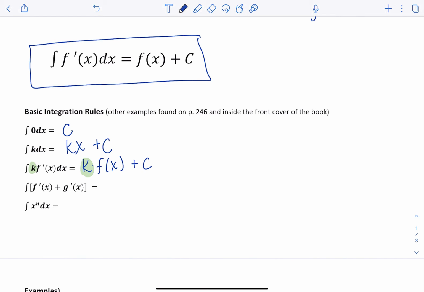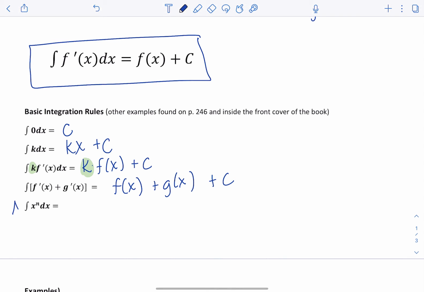Now, if you are adding two functions inside an antiderivative, then you will have the sum of those two original functions and then just a plus c. Each of those functions gets a plus c, but when you have a plus c1 and a plus c2, we just generically call it plus c at the end.